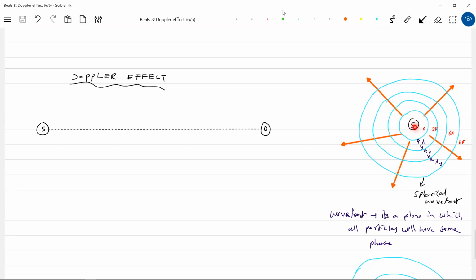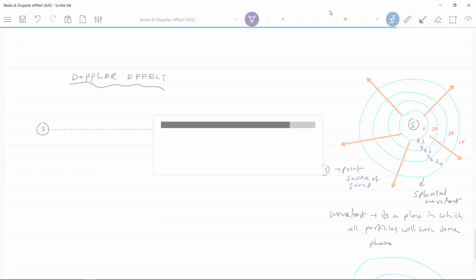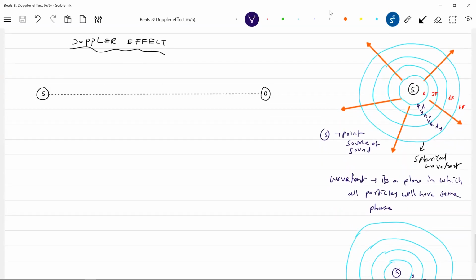There's a point source, and because it is a point source, spherical wavefronts will come. I kept a point source here. What is the condition of this point source? It is at rest. The detector is also at rest. This is the detector or observer; you can put either.